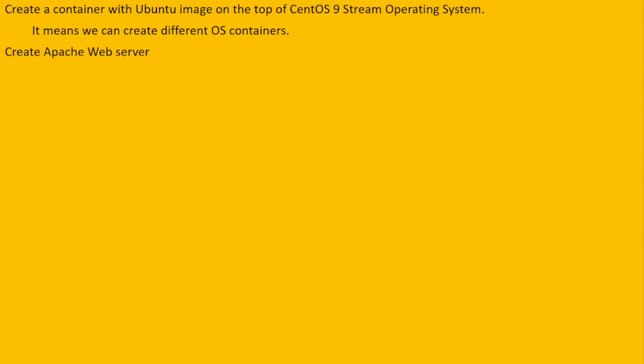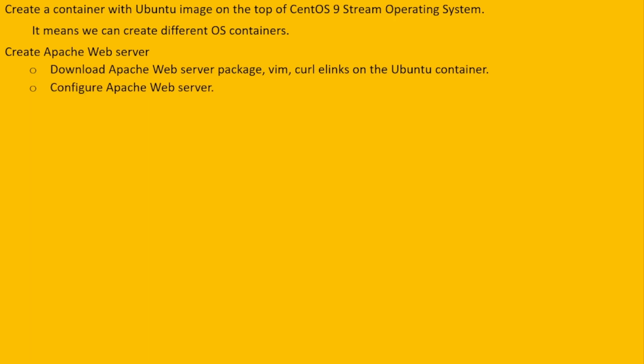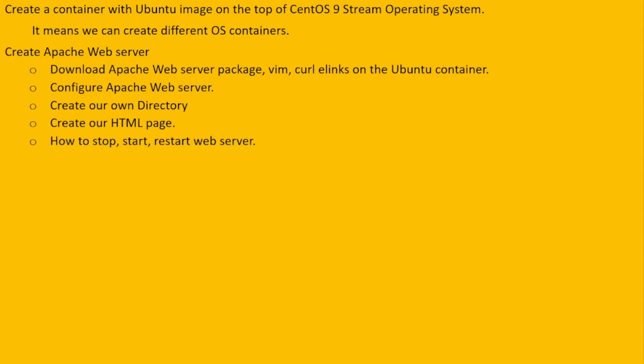In this topic, we will download the Apache web server package, that is Apache 2, Vim, curl and elinks package on the Ubuntu container. After that, configure Apache web server by creating our own directory and then create an HTML page inside our newly created directory. And in the last, we will learn how to start, restart, stop our Apache web server. This is what we are going to learn in create Apache web server.